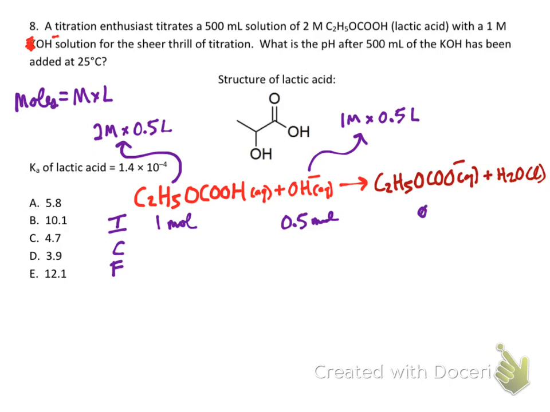We've got 0 of that, and we don't care about the water. I mean, we do care about water, just not in ICE and ICF tables. So we're going to have minus 0.5 because our limiting reagent is the hydroxide. It's going to keep reacting until that hydroxide is used up. So it's going to be minus 0.5, minus 0.5, and over on the product side it's going to be plus 0.5, which leaves us with 0.5 moles of the lactic acid, 0 of the hydroxide, it's all used up, and 0.5 mole of lactate, the conjugate base.